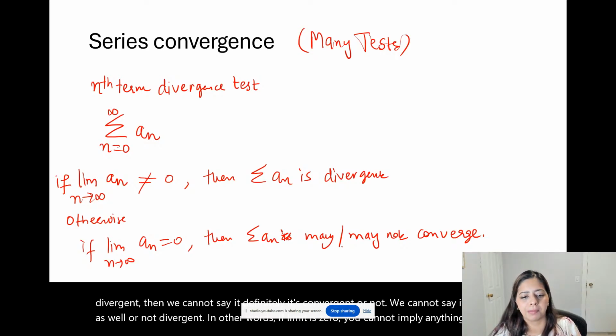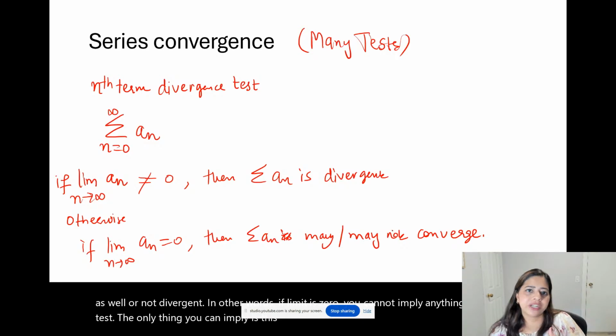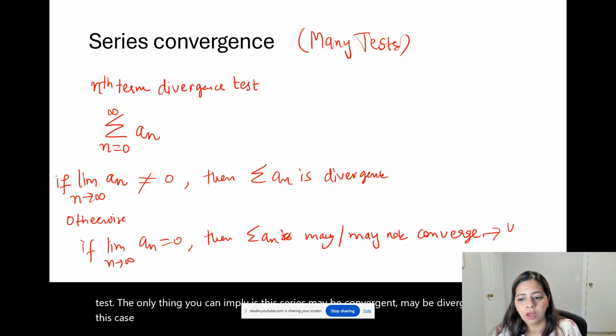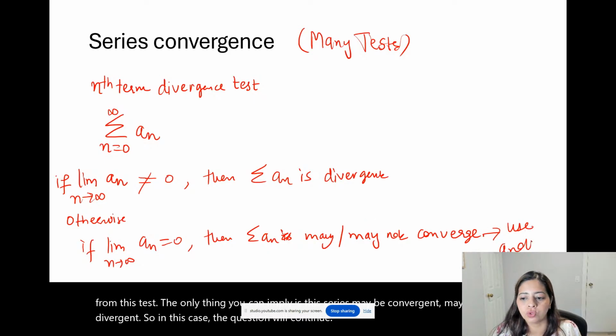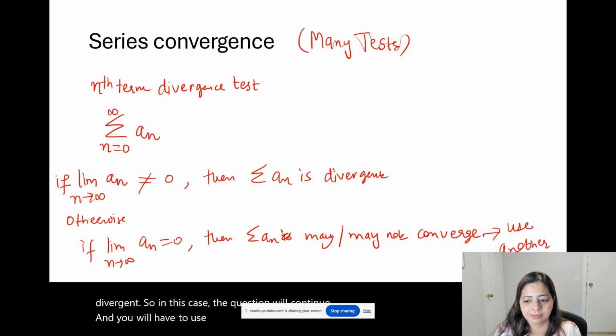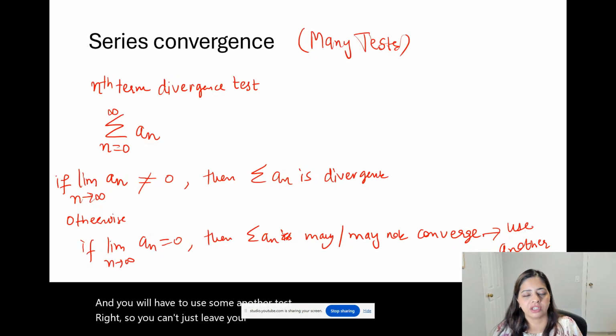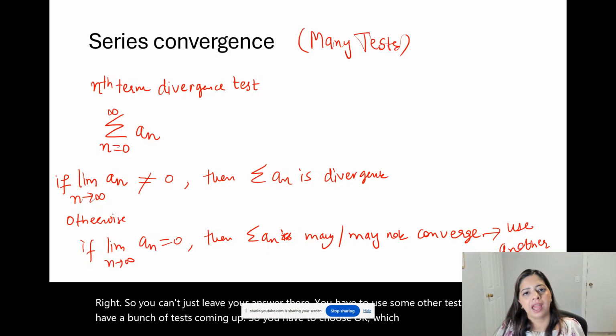The only thing you can imply is the series may be convergent, may be divergent. So in this case, the question will continue and you will have to use some other test, right? So you can't just leave your answer there. You have to use some other test. So we have a bunch of tests coming up. So you have to choose which one is applicable and use that, and boom, you get the answer.